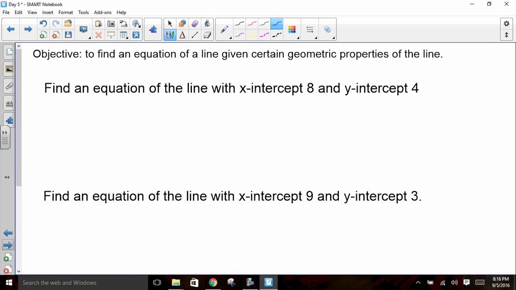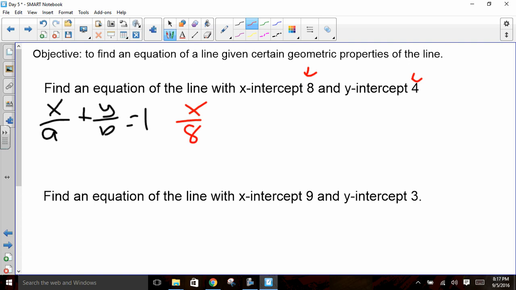Alright, now what we're going to do is find the equation of a line with the x-intercept as 8 and the y-intercept as 4. That's where we're going to want to use that equation from the front. That was x over a plus y over b is 1. So instead of a and b, we're going to have 8 and 4. Since my x-intercept is 8, I'm going to put the 8 underneath my x. Since the y-intercept is 4, I'm going to put the 4 under my y. And it's always equal to 1. That's just what it is.